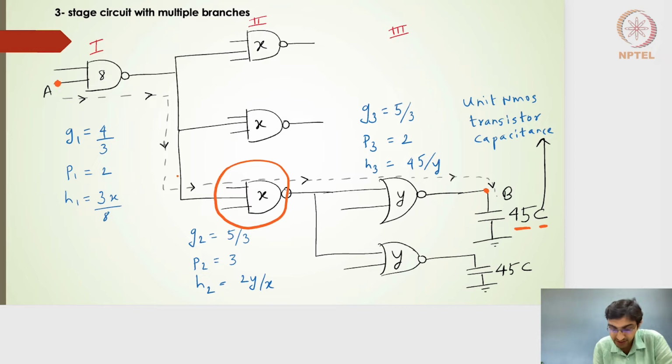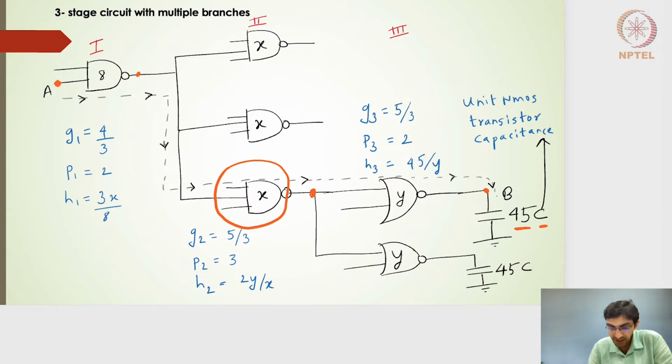What we are interested in is this particular path, where the first stage is the 2 input NAND gate, the second stage is the third out of the 3 such 3 input NAND gates, and the output of that goes to the first 2 input NOR gate, and then that goes to the 45C external load capacitance. All right. So it is slightly different in the sense that there is branching at the output of the first stage.